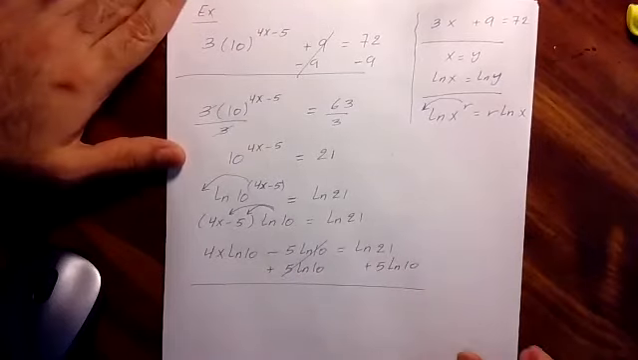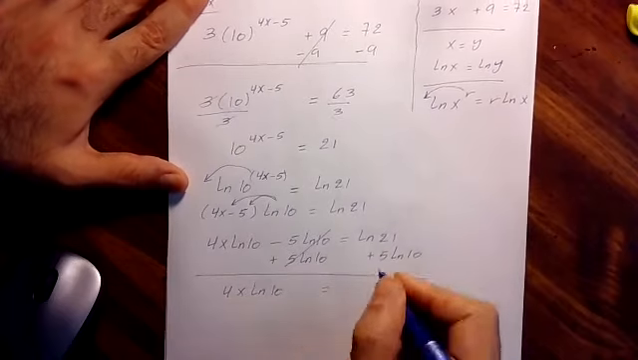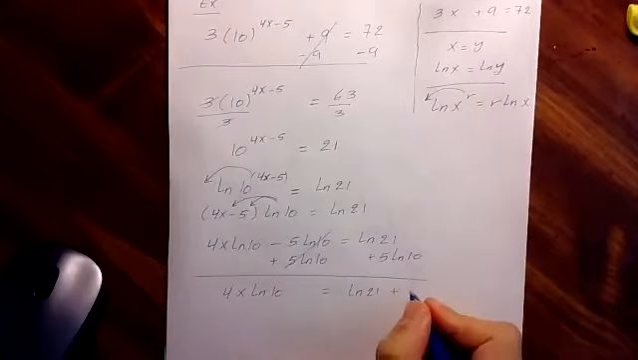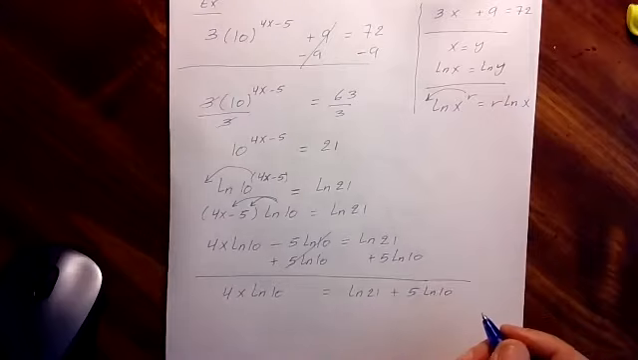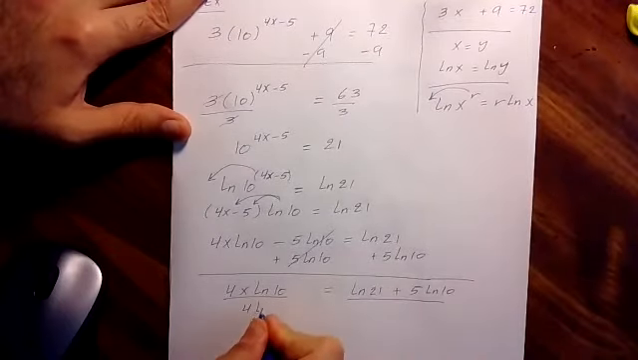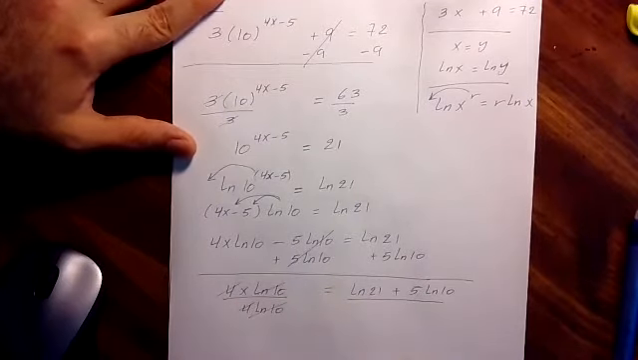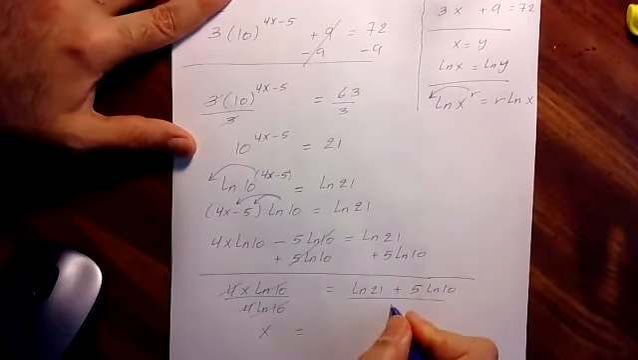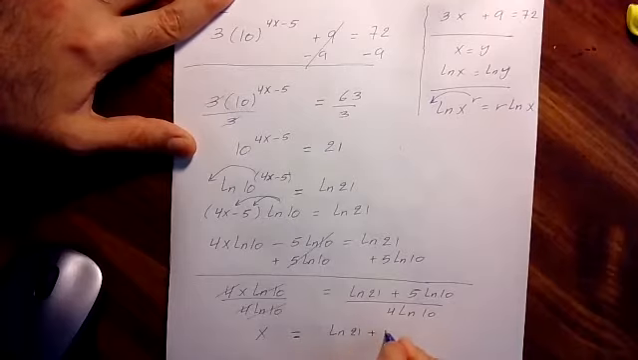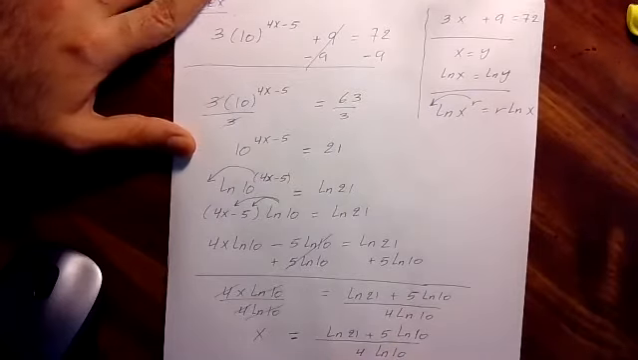Cancel this one. So the leftover from this side is 4x ln 10 equal, on the other side is going to be ln 21 plus 5 ln 10. Next step, I need to keep the x by itself here. So I'm going to divide both sides by 4 ln 10, because I need to keep just the x by itself. So cancel the 4, cancel ln 10. The leftover from this side is just x. So the solution is going to be ln 21 plus 5 ln 10 over 4 ln 10. So this is the exact solution.